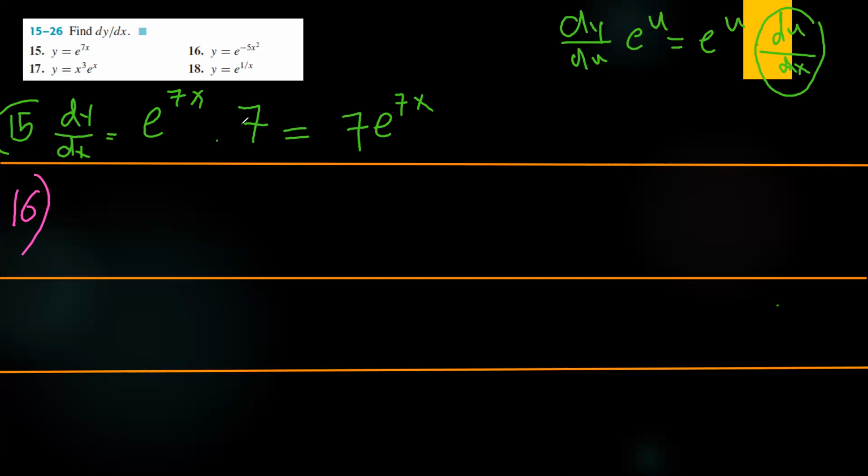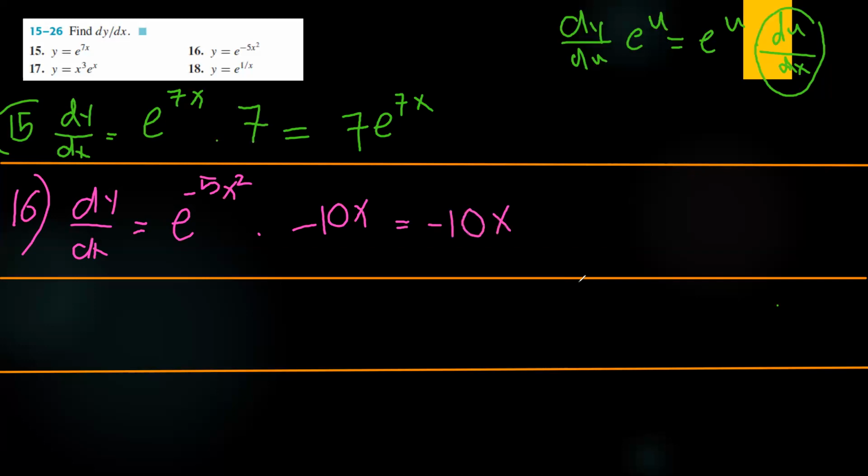Now number 16. Lana. Negative 10x? Yes. Bravo. First you have to say dy over dx is e to the power u, that is e to the power negative 5x squared, times the derivative of negative 5x squared, which is what? Negative 10x, as you say. So it will be negative 10x e to the power negative 5x squared. Thank you, Lana.